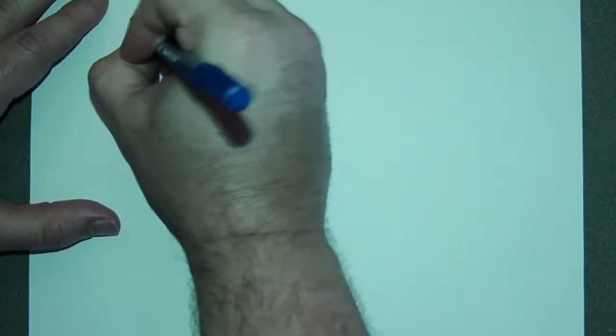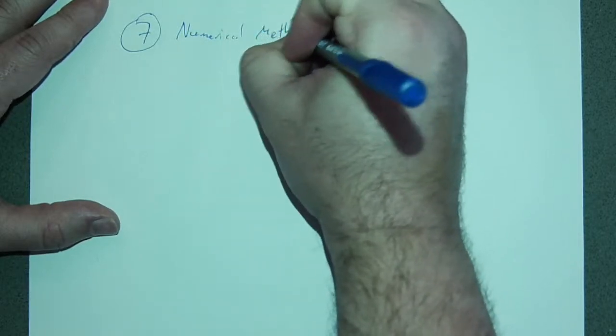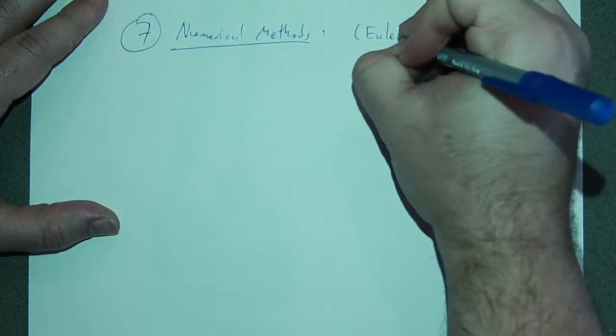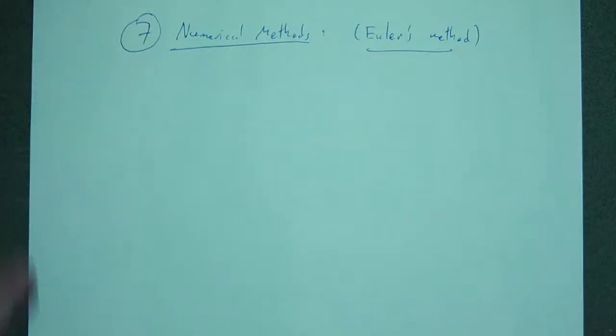Okay, so next, numerical methods, which for us at this point in time really means Euler's method. In that same section, there's mention of Runge-Kutta and some other numerical things for first order equations, but we're not really going to focus too much on that. All right, so Euler's method is the most important thing.